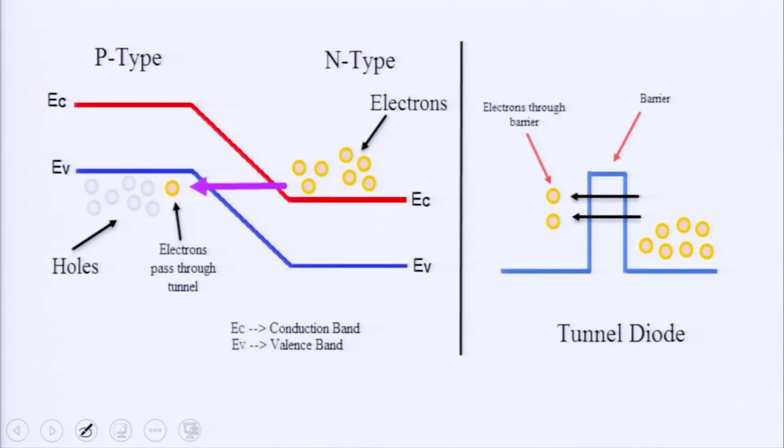Now, this is the pictorial representation of the conduction band and the valence band. These are the electrons at the conduction band of the N type, and these are the holes at the valence band of the P side. The valence band and conduction band of these two layers are almost at the same level, and the electrons easily tunnel this depletion layer, this barrier, and occupy the holes, and this phenomenon is called tunneling effect.